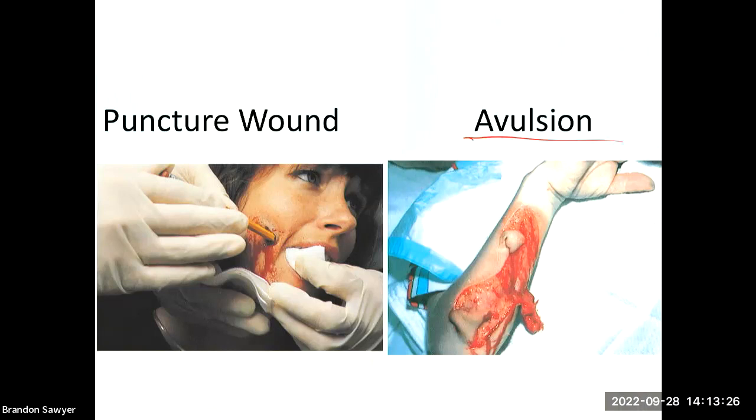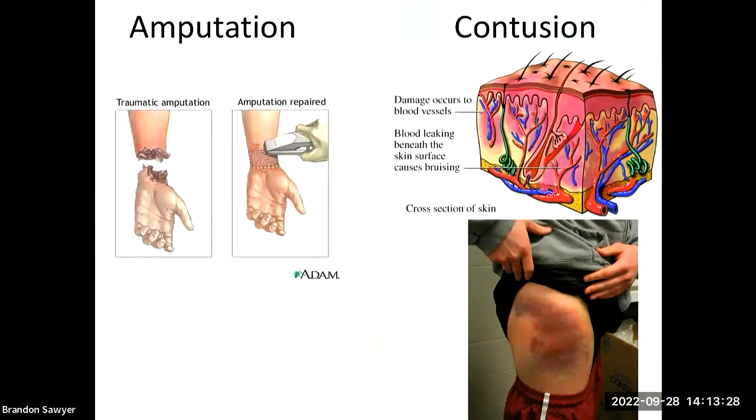Okay, I'll take that one off the screen. I didn't find you a real picture of an amputation. Maybe I should have, but obviously we know what an amputation is. And then a contusion is just a bruise. But I shouldn't say just a bruise, because these can be very debilitating injuries.